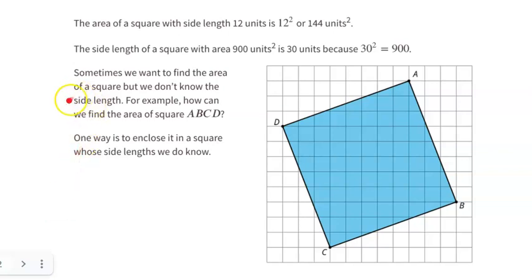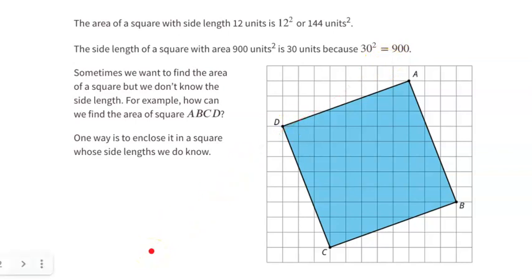Now, the side length of a square with area 900 square units is 30 units, because 30 squared equals 900. All right, so if it has an area of 900, we're looking for what number we must square to get 900. That number is called the square root of 900.